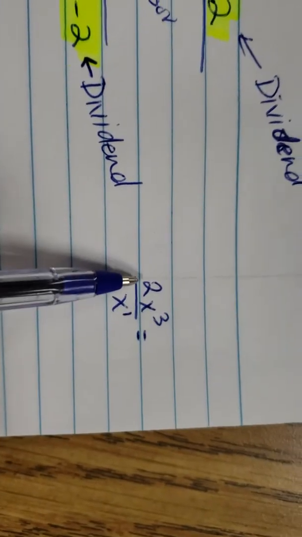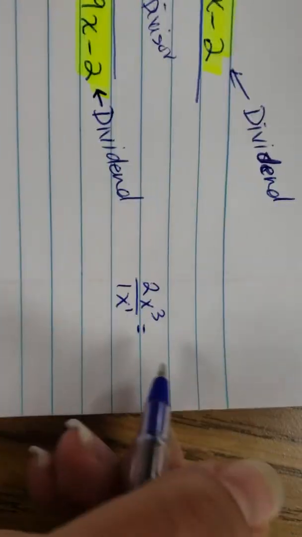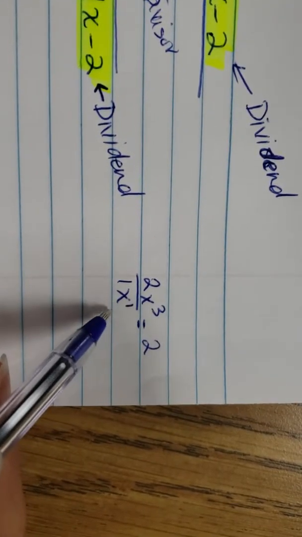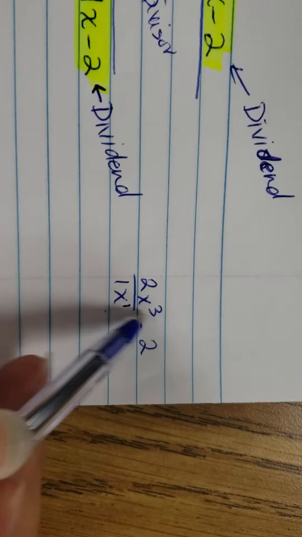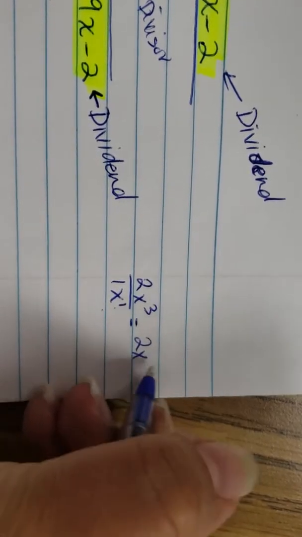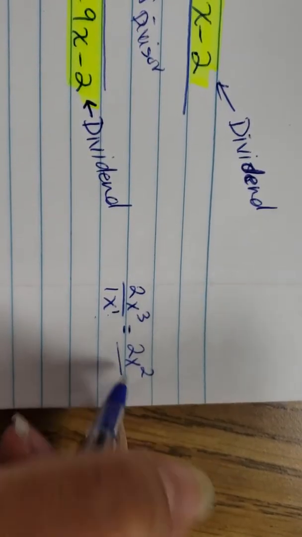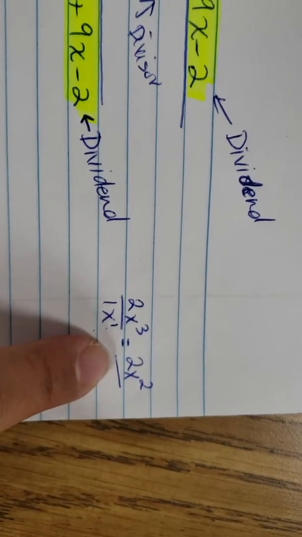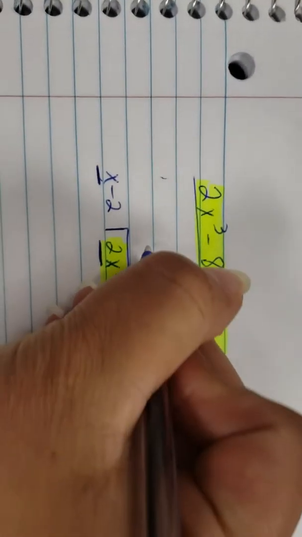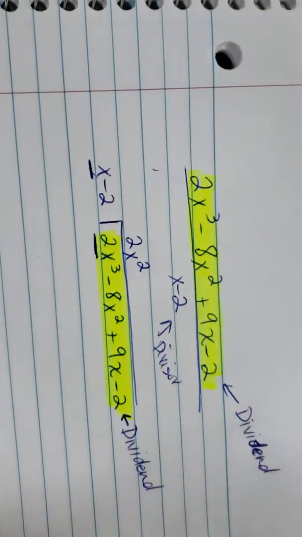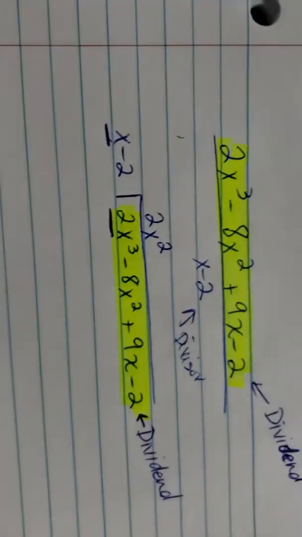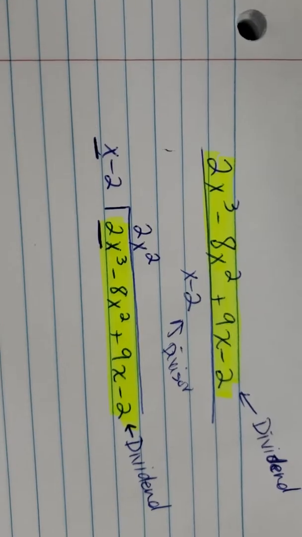It's completely unedited, okay? So 2 over, remember there's a 1 here also. 2 over 1 is just 2. x cubed divided by x to the first power, you're just going to subtract the powers. So this is going to be x squared. So your answer is 2x squared, okay? So this divided by this is going to give us 2x squared. Okay, so that's the first part. Divide the first term into the first term.